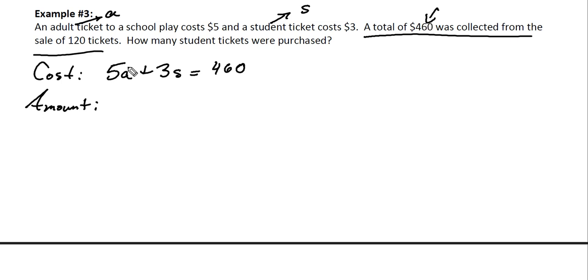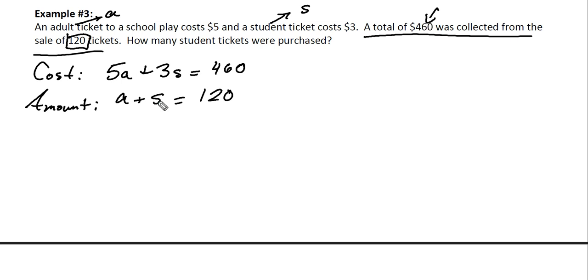All right, it's $5 per adult ticket, $3 per student ticket. Now, the second equation is going to talk a bit about the amount. That's 120 tickets. Now we don't need that 5 and the 3. Remember, the 5 and the 3 was talking about the cost of these tickets. If we just want to talk about the amount of tickets that are sold, that's just A and S. So this is just going to be the sum of A and S. A plus S equals 120. If we add up the amount of tickets sold, we get 120 tickets.